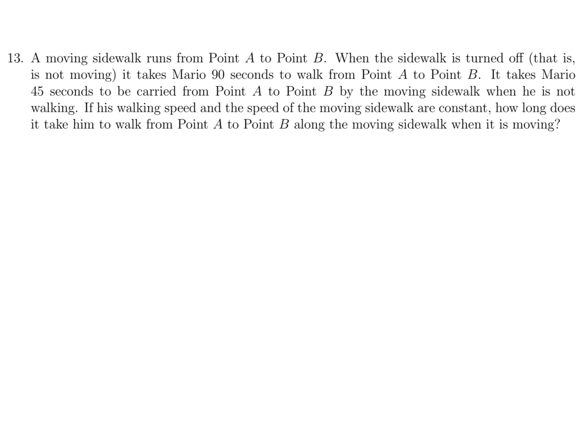If his walking speed and the speed of the moving sidewalk are constant, how long does it take him to walk from point A to point B along the moving sidewalk when it is moving? All right, so they want you to figure out 2 speeds and then add them. The first speed, the formula speed is equal to distance over time, would be d over 90 seconds. And then the second speed, which is, again, d over t, the same distance, but this time it's 45 seconds.